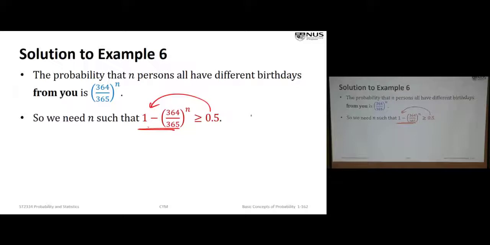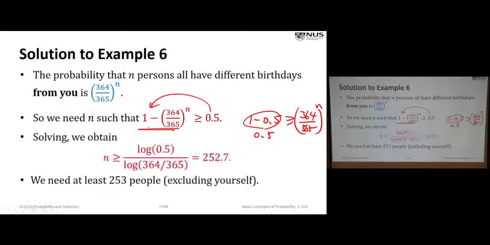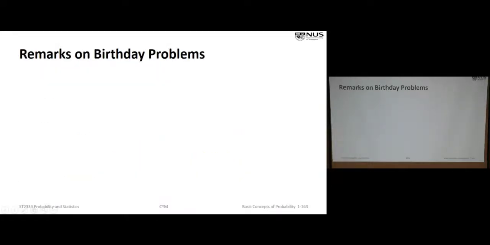Move this one, so it's 1 minus 0.5 greater or equal to (364/365)^n. All right? So this one is just 0.5. So pull down the unknown n to the ordinary position, not in the exponent. How to do it? Take log. So it is log of 0.5 greater or equal to n times log of 364 over 365. All right?